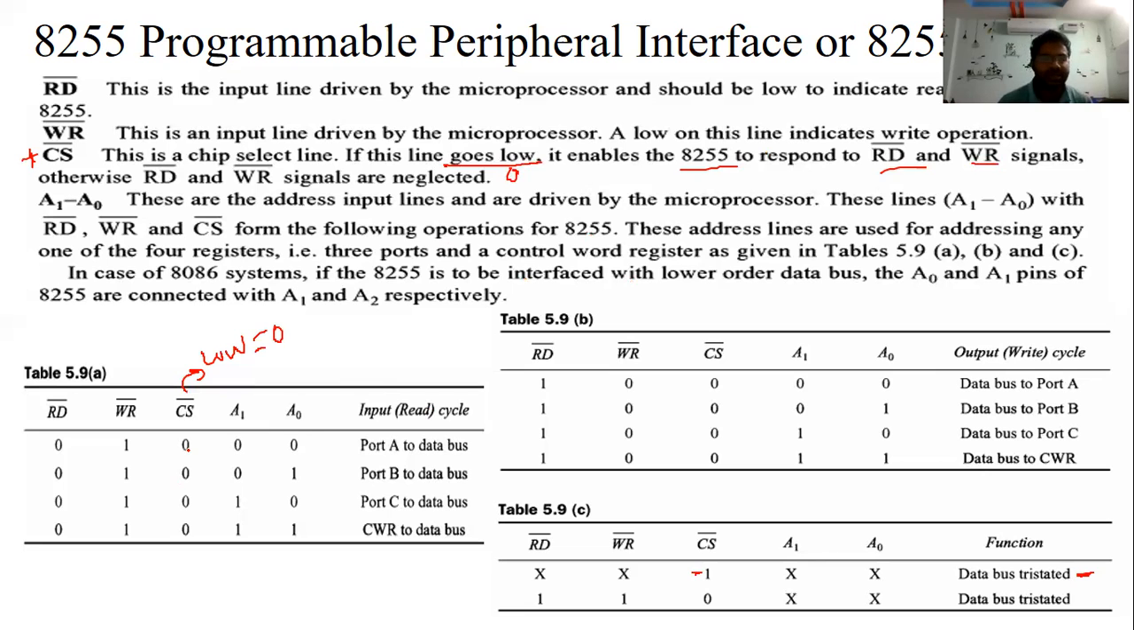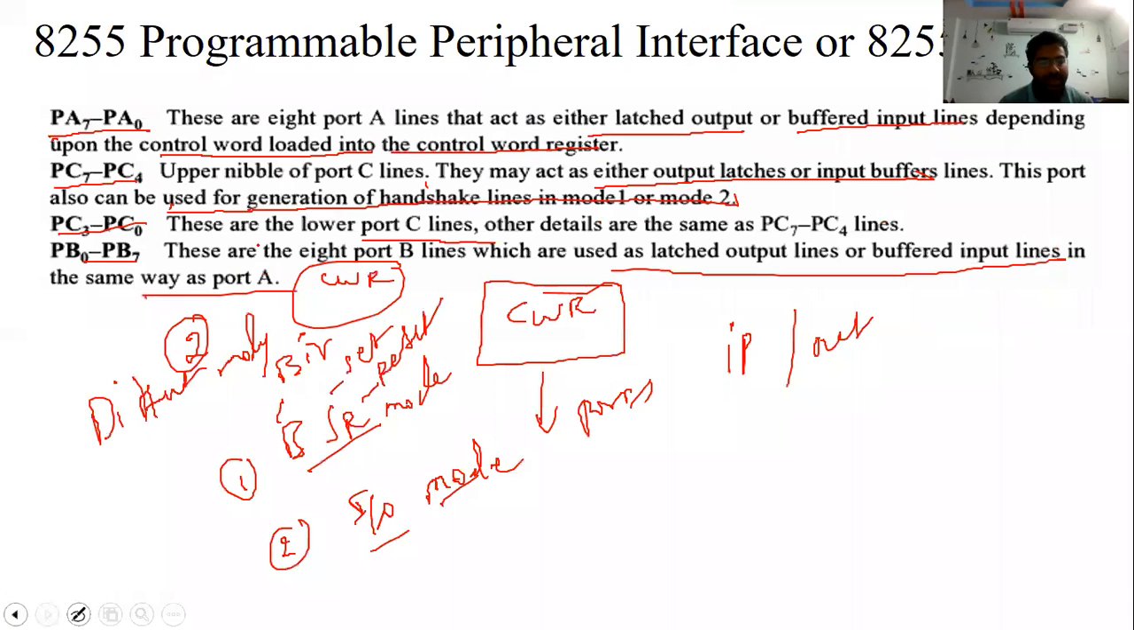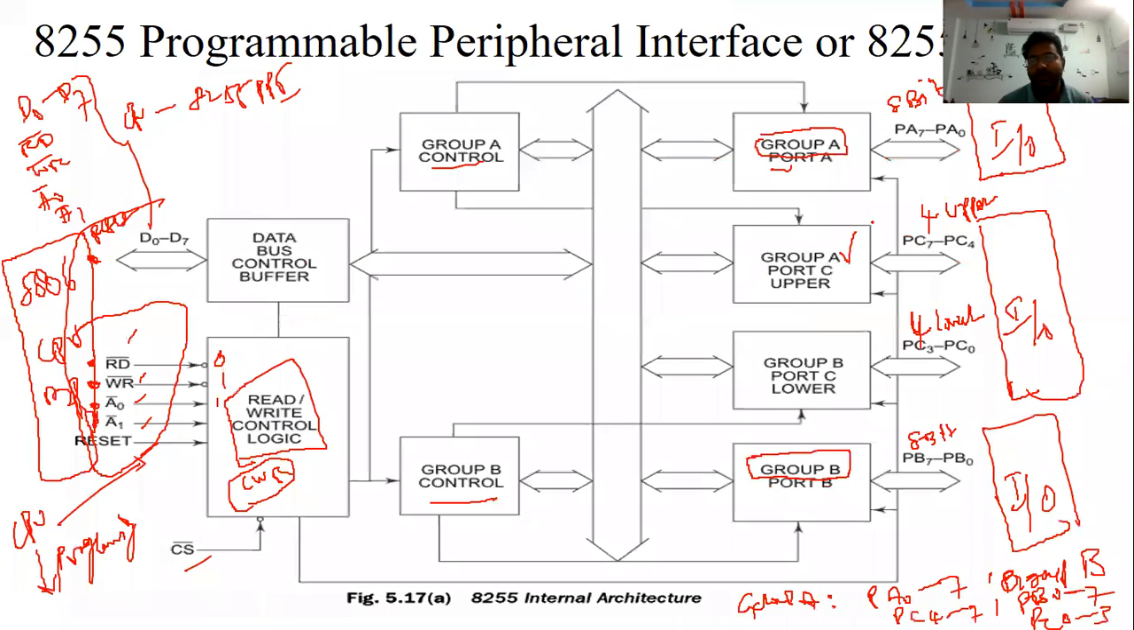Now see these pins. As I said, the entire ports, port A, port B, port C, work as input port or output port. How does this work? This entirely depends on the CWR. Who gives the commands to the CWR? The read and write control logic, with the read bar, write bar, and A0, A1 signals, simply putting 0 and 1, as you know very well.